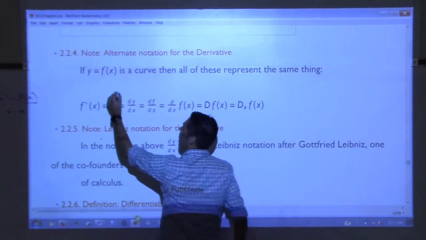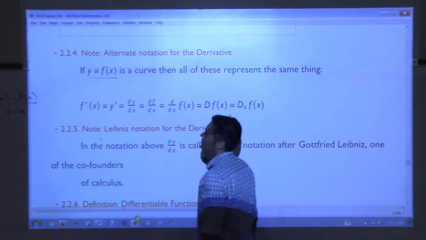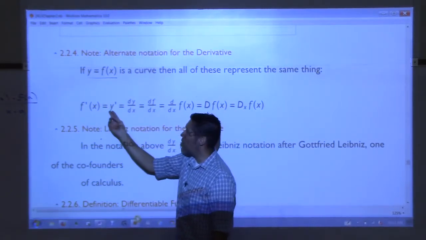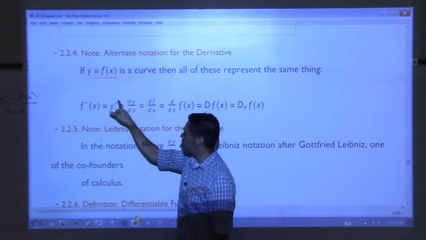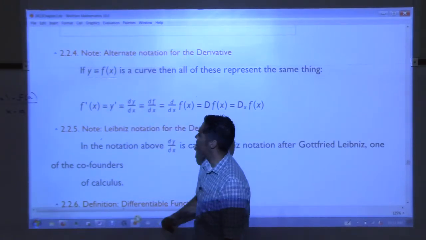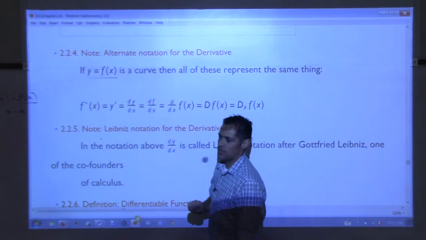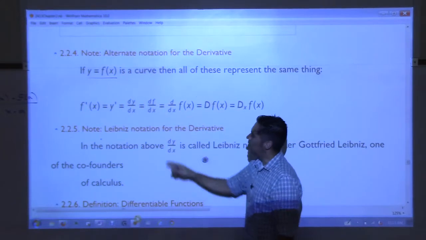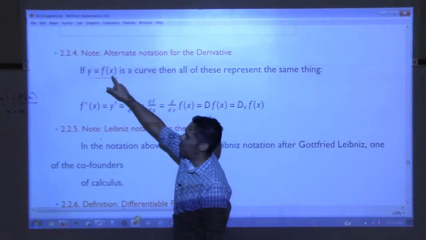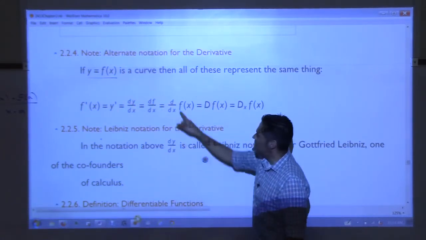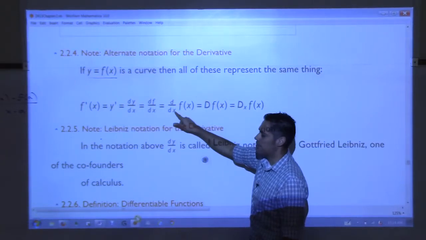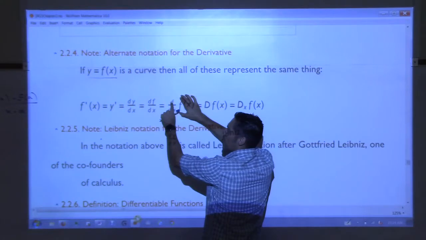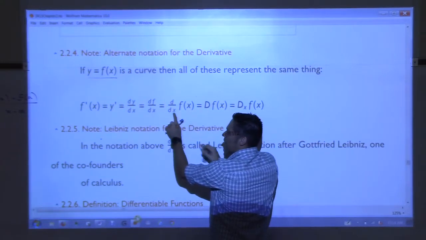So if somebody gives you y as a function of x, if you see f prime of x, it means the derivative. If you see y prime, just y with that little prime mark on it, that means the derivative of that function. If you see dy dx, it means the derivative of that function. If you see df dx, it means the derivative of that function. If you see d dx with the function written next to it, it means take the derivative of this function, treating x like the variable.